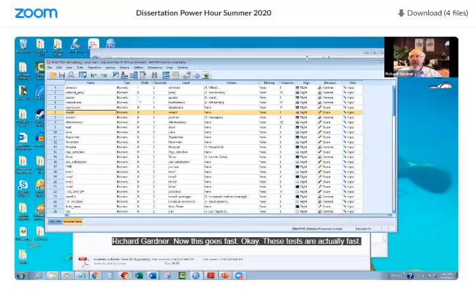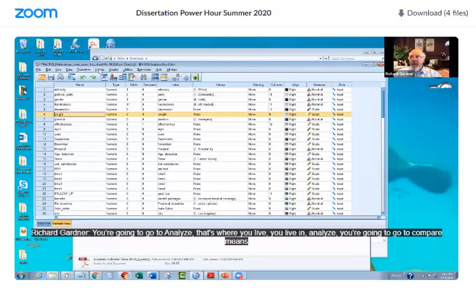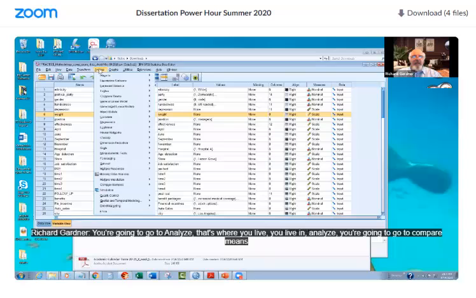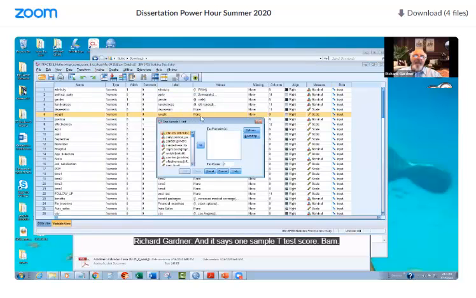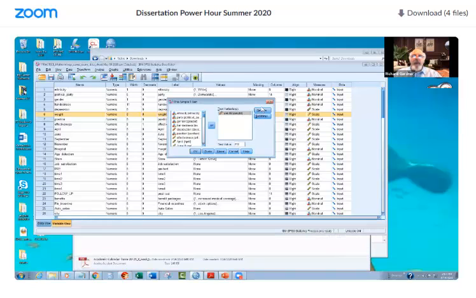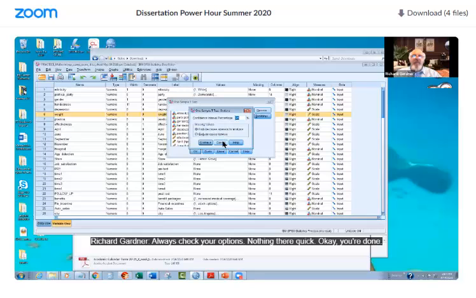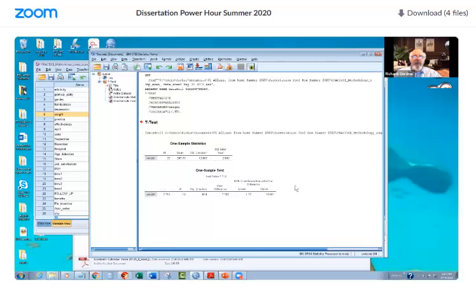Now this goes fast, okay? These tests are actually fast. You're going to go to Analyze. That's where you live. You live in Analyze. You're going to go to Compare Means, and it says One-Sample T Test. Kabam. And our variable we're testing is weight. The test value is 278. That's what we're testing it against. Always check your options. Nothing there. Click OK. You're done.